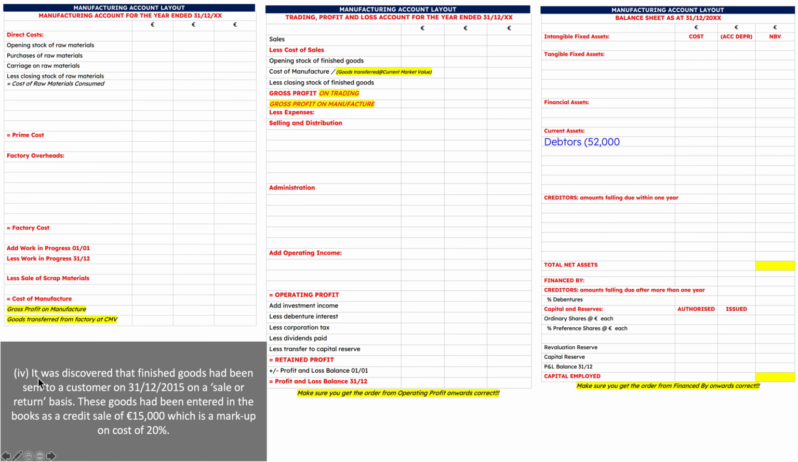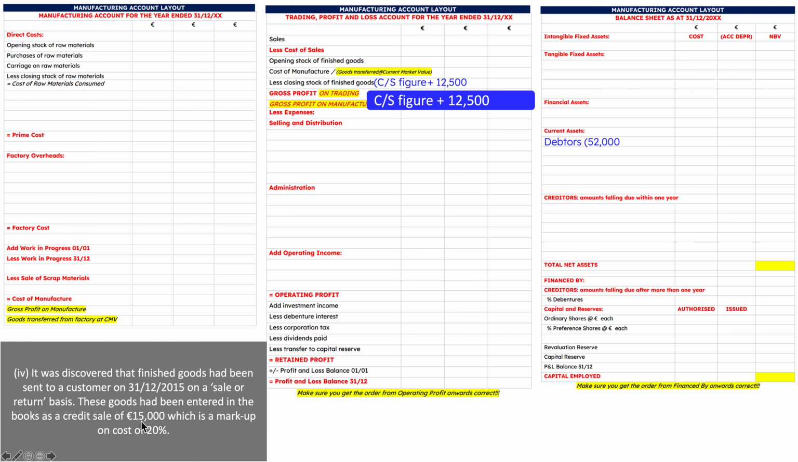So the first part, the sale or return. Sale or return should not be entered as a credit sale, because you have an agreement with the buyer that you don't enter it as a credit sale until they have actually sold goods. So what we need to do is add the closing stock of finished goods back here, 12,500.